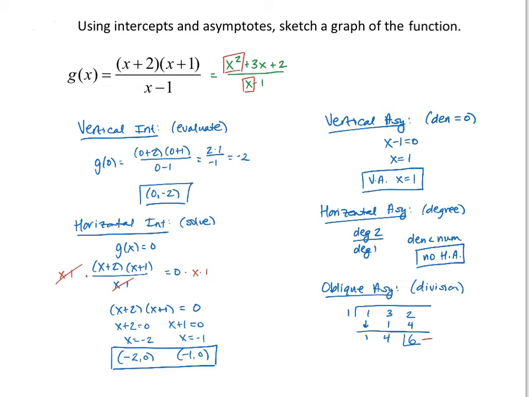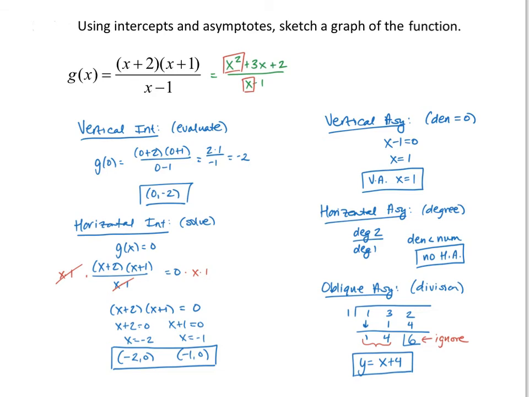Ignore the remainder, so we don't use this part at all when we're doing our equation of our oblique asymptote. And these values are giving you the coefficients for your equation of your oblique asymptote. So it's going to be the line y equals, so it's an equation, just like our vertical asymptote is an equation. The 1 is the coefficient on your x, and the 4 is a constant term. So 1x plus 4, or just x plus 4.